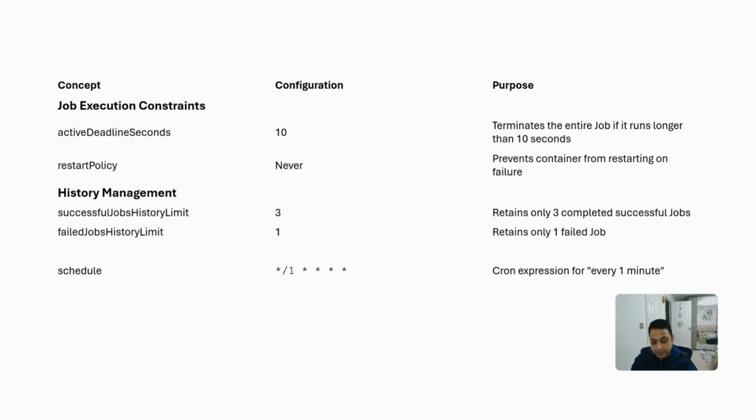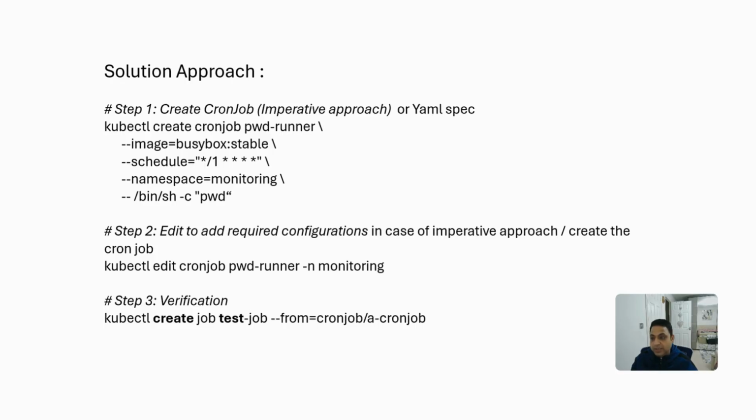So wait for that. Now, from a solution approach, you can think of two approaches in the exam. One is the imperative approach, where you create it from the command line using kubectl with the image, then later edit that job for the extra configuration. At step 3, the verification, I will show you how you can create a job and execute it at that time, rather than waiting for the cron job to be executed.